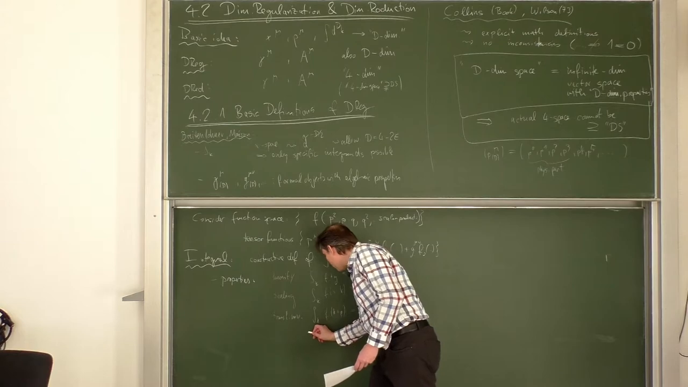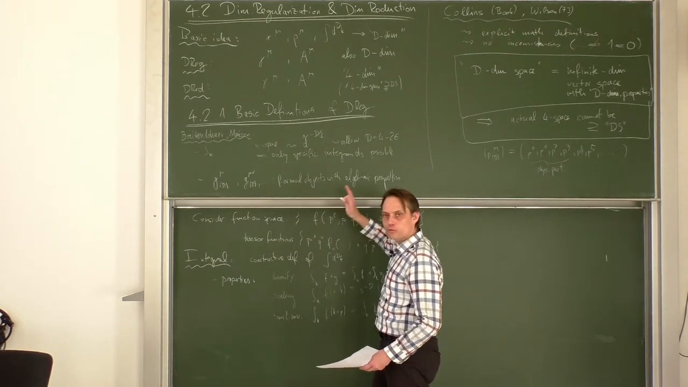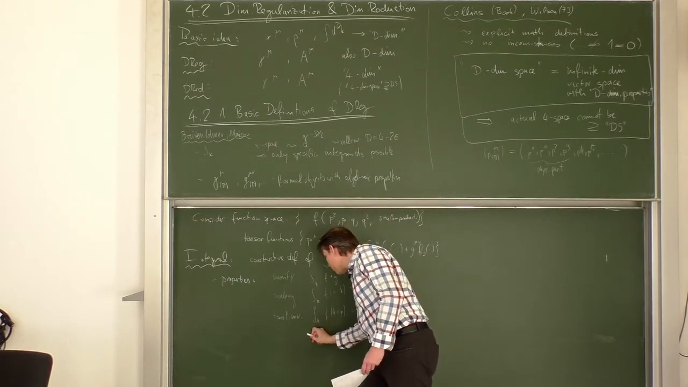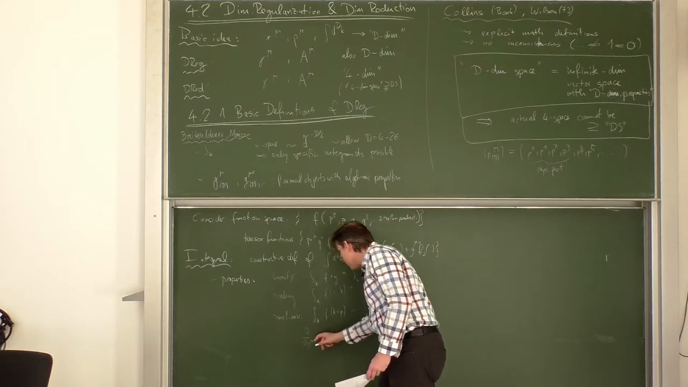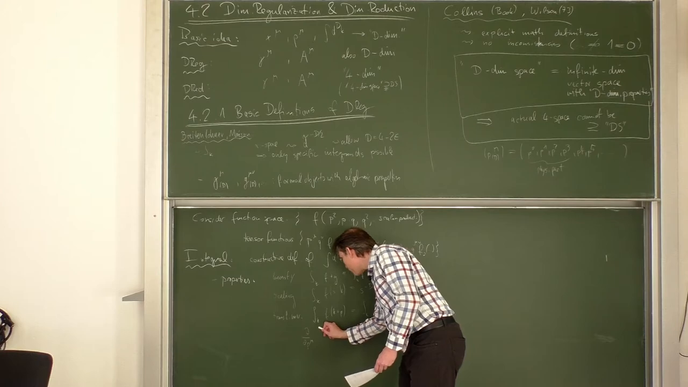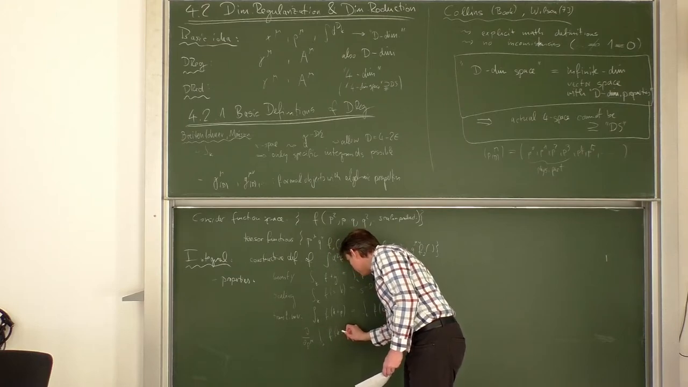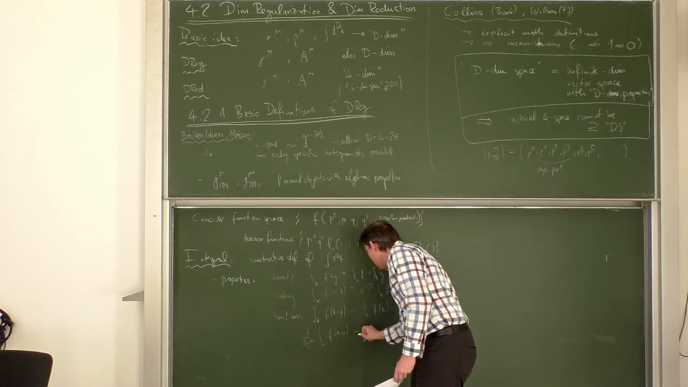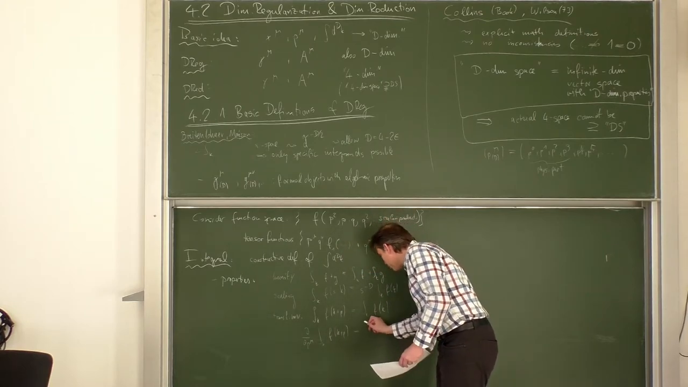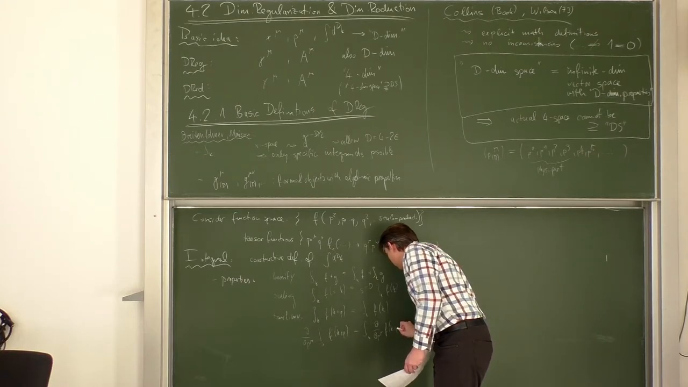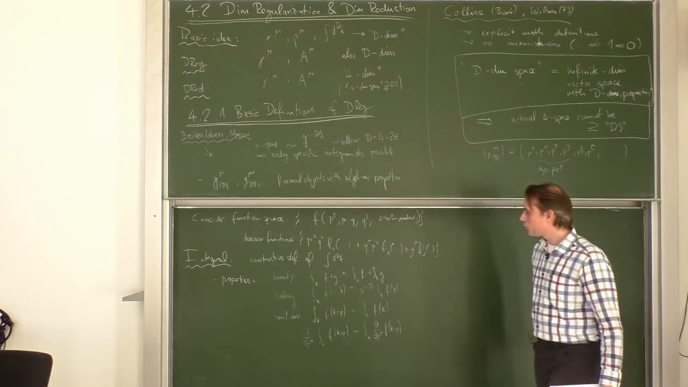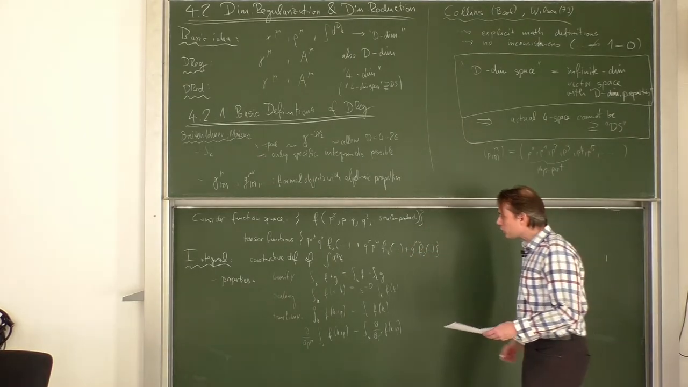And similarly, Collins proves many more properties, and let me just write down one other highlight of those properties. You can take a derivative outside of the integral, and the derivative commutes with the integral. So this is also extremely important for practical calculations.